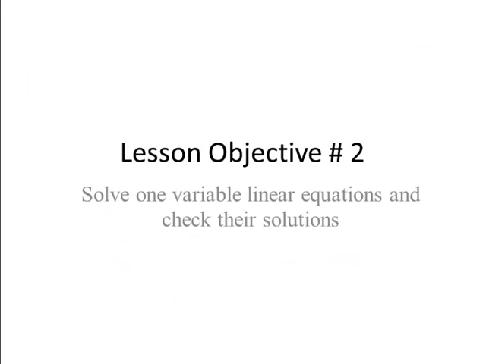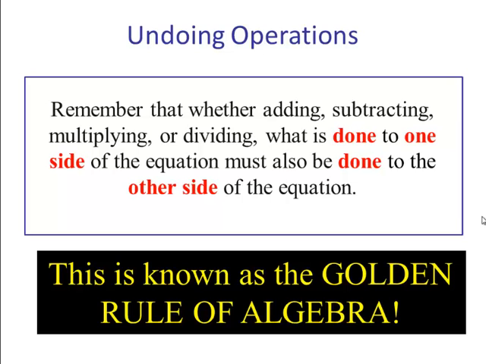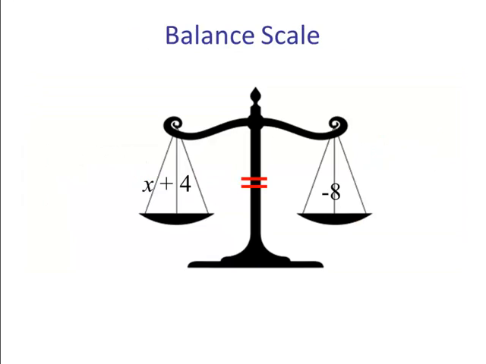Lesson objective number 2. Remember that whenever adding, subtracting, multiplying, or dividing, and of course those are our operations, what is done to one side of the equation must also be done to the other side of the equation. This is known as the golden rule of algebra.